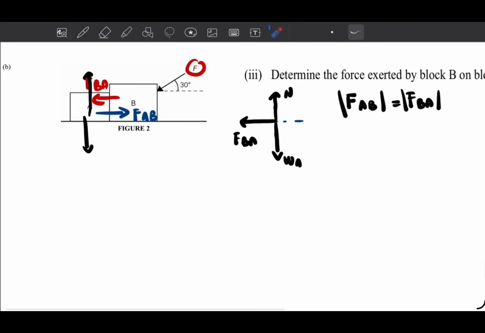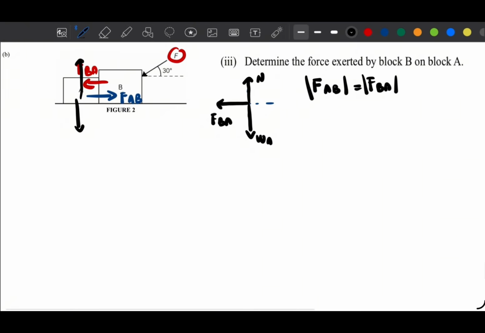So we have two approaches on how to solve this question. I'm going to show both ways. For this part, we are going to use block A as our object. Block A is being pushed by block B, thus the object is going to move in this direction. I'm now going to apply Newton's second law to find the force acting on block A due to block B.